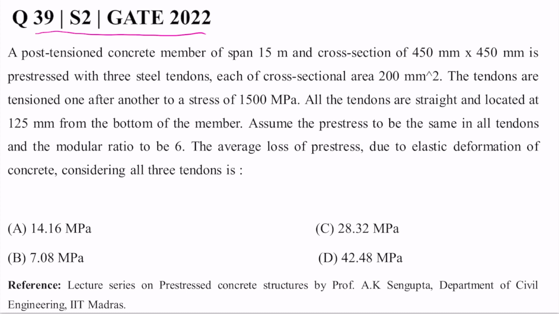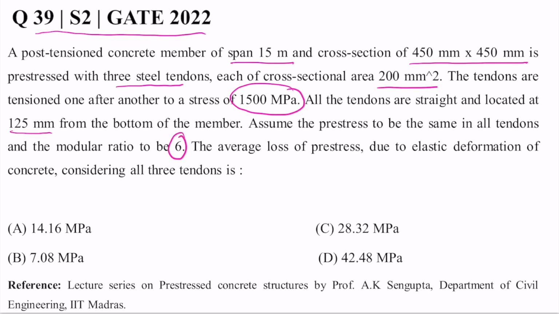A post-tensioned concrete member of span 15 meter and cross section of 450 mm by 450 mm is pre-stressed with 3 steel tendons, each of cross-sectional area 200 mm square. The tendons are tensioned one after another to a stress of 1500 MPa. All the tendons are straight and located at 125 mm from the bottom of the member. Assume the pre-stress to be same in all the tendons and the modular ratio be 6.